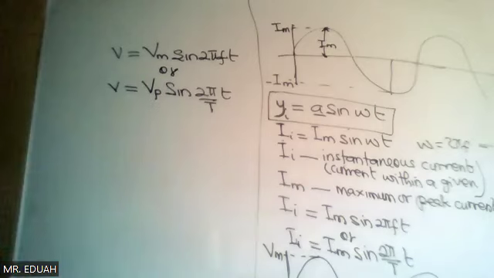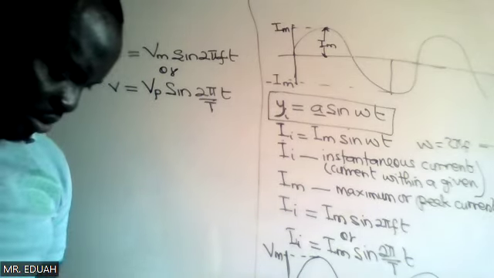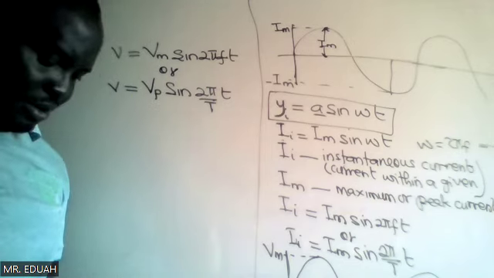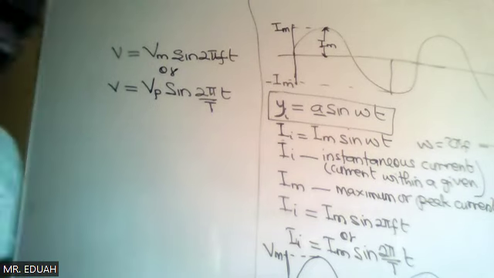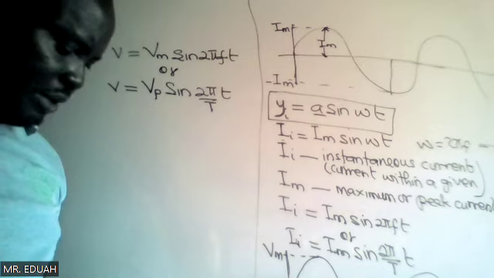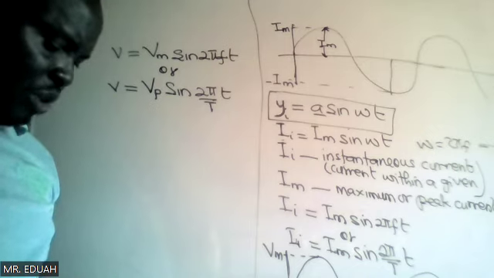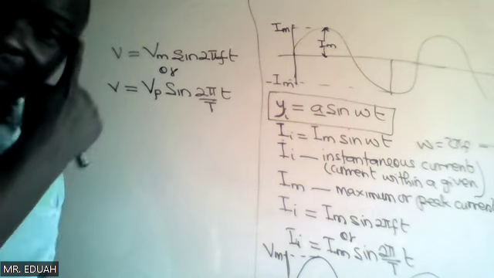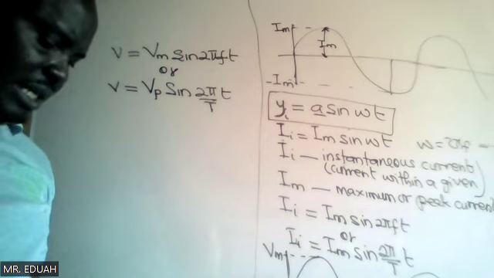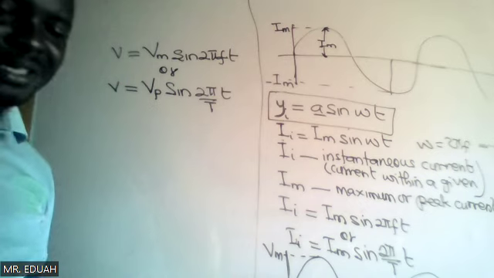So let's go back to the question. A voltmeter reads 80 volts when connected across the terminals of a sinusoidal power source with frequency 1000 hertz. Write the equation for the instantaneous voltage provided by the source. Start work.